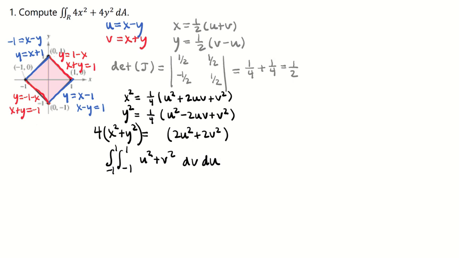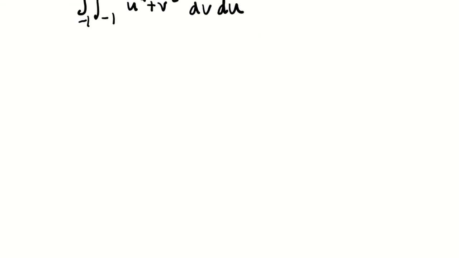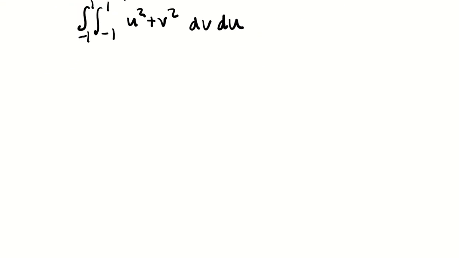And I might just zoom back in on this for a second and actually perform the integration steps. All right. So with respect to v, I'm going to have u squared v plus 1/3 v to the third as v runs from -1 up to 1.